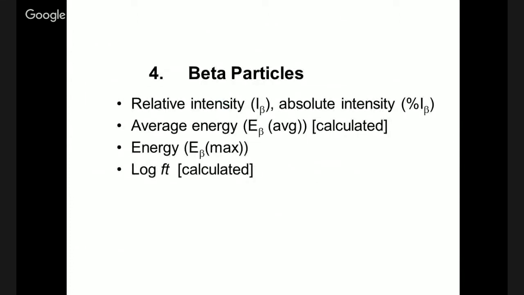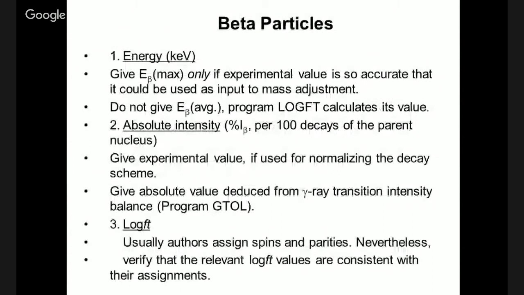Now I will say a few words about beta particles. What do we store or record about beta particles? We store the relative intensities and, if possible, the absolute intensities, the average energies, which are calculated actually, and the maximum energy only if it's very precise. Otherwise, we use the Q value given by Audi. And the log ft's, we calculate those. We give the maximum energy only if the experimental value is very accurate. We do not give average energies. The program calculates those, and log ft.